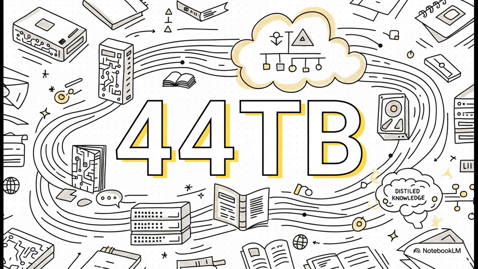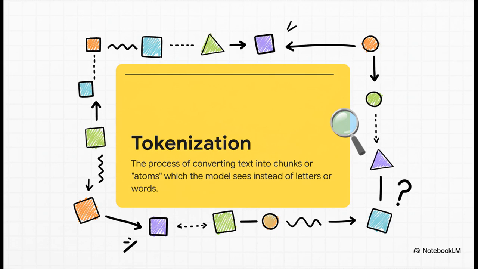And when I say massive, I mean it's hard to even wrap your head around. A pretty typical dataset, even after being heavily filtered for quality, can still be around 44 terabytes of pure text. Just imagine a single giant hard drive absolutely crammed with the distilled knowledge, culture, and yeah, all the noise of the internet.